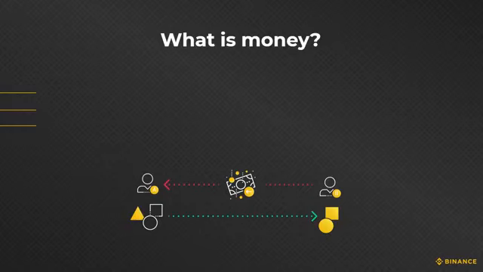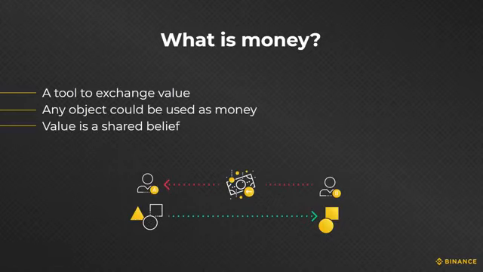So the first thing is to ask yourself right now, what is money? When people look at these lines, what comes to your mind? You see point A to point B, a triangle and a circle. Money is a tool to exchange value. Any object can be used as money. For something to be called money, it has to have a sense of scarcity value that people get to appreciate.